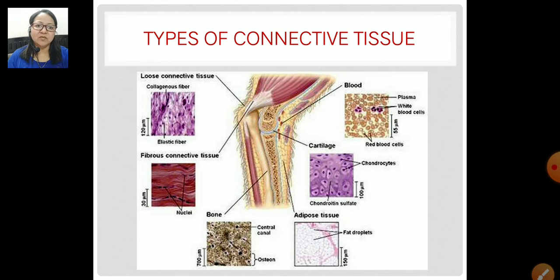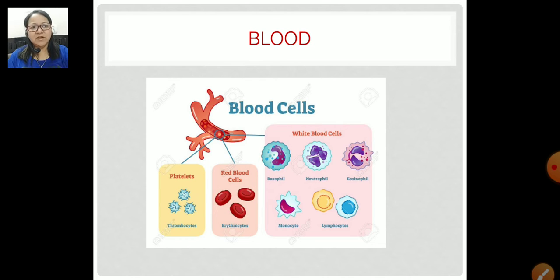This is a diagram to show the various locations of different types of connective tissue. First we will start from the blood. If we talk about some general features of connective tissue, they have the matrix, and the cells and fibers in that matrix. So depending on the percentage of elements in the matrix, it may be fluid-like, it may be jelly-like, or it may be a solid substance.